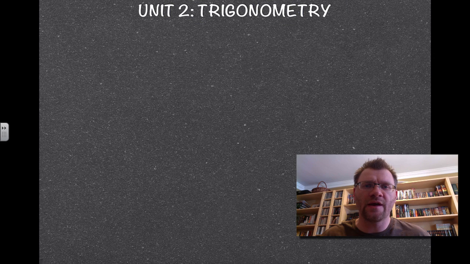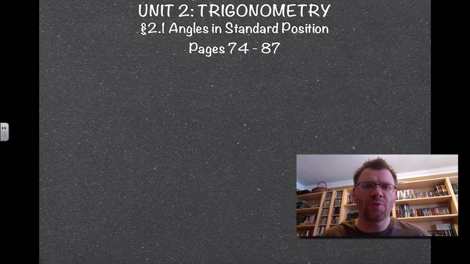We're looking at Unit 2 today. We're starting trigonometry, and 2.1 is talking about angles in standard position. That's found on pages 74 to 87 in your text.